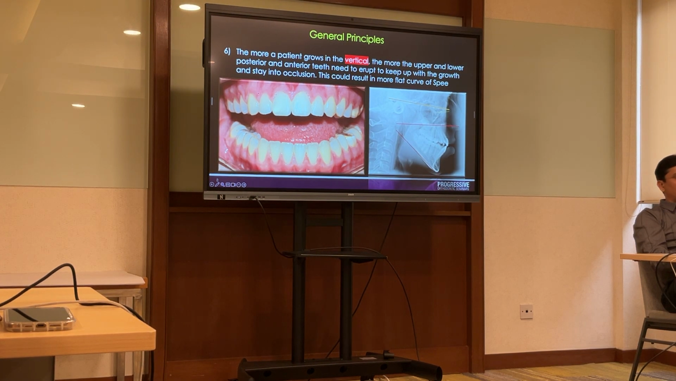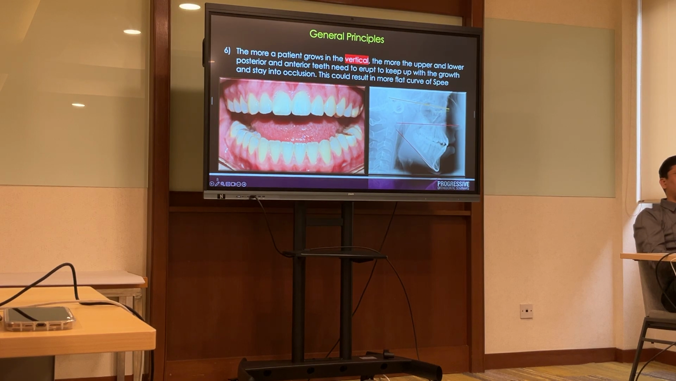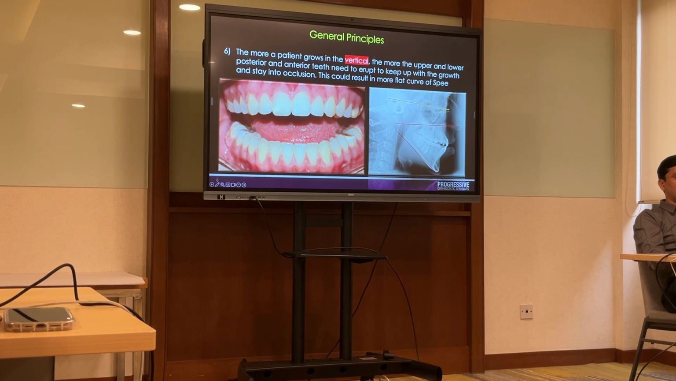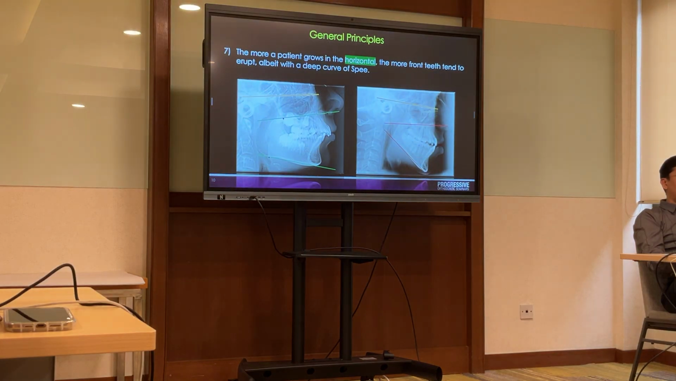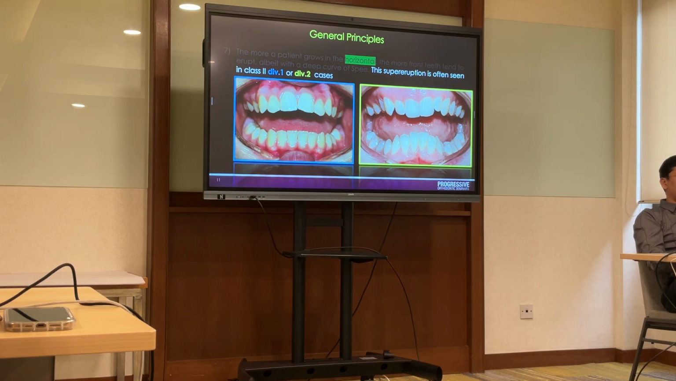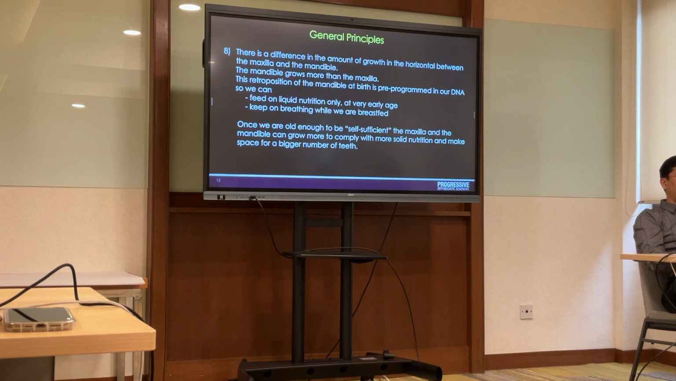The more the patient grows in the vertical, the more the upper and lower teeth need to erupt and stay in occlusion. This can result in a flat curve of Spee that happens in a class 3 case. This is a vertical growing patient having vertical maxillary excess. Horizontal is what we are interested in. In class 2 division 1, you have a big overjet.